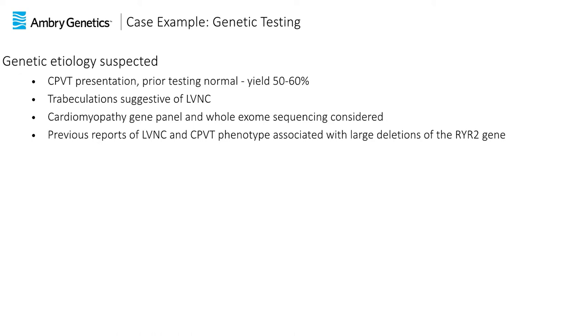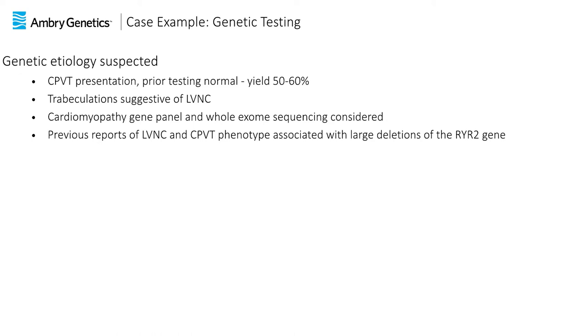Everyone involved with her care was really suspicious that there was something genetic going on. Her presentation history was most suggestive of CPVT, with ventricular tachycardia associated with exertion and emotional lability. She had prior sequencing of the ryanodine receptor 2 gene, or RYR2, which is the gene that accounts for the majority of cases of CPVT. The yield of that testing, however, isn't great. Only about 50 to 60% of individuals with a clinical diagnosis of CPVT will actually have a positive genetic testing result or molecular confirmation of the clinical diagnosis.